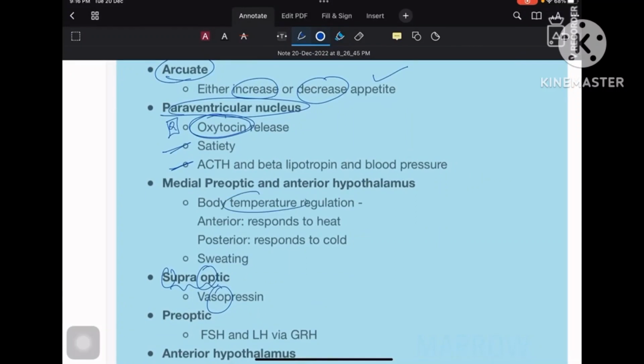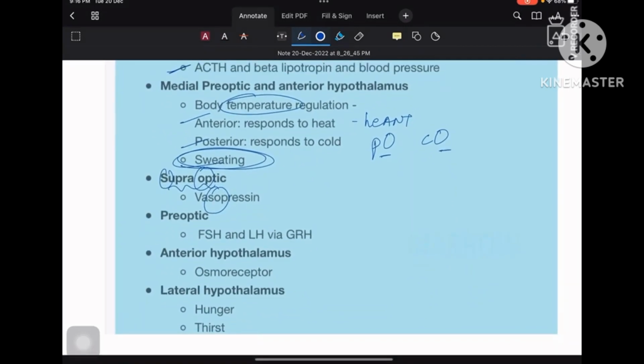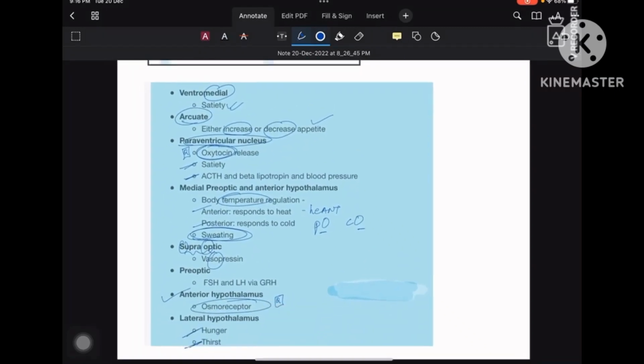And here comes the temperature regulation. Heat is anterior, and PO is CO, posterior is cold, right? So this is related to sweating. And coming to the anterior hypothalamus, this is also an important question. So which of the following nuclei of the hypothalamus functions as osmoreceptor? So that is anterior hypothalamus, and lateral hypothalamus is for hunger and thirst. So yeah, shall we solve the question now?